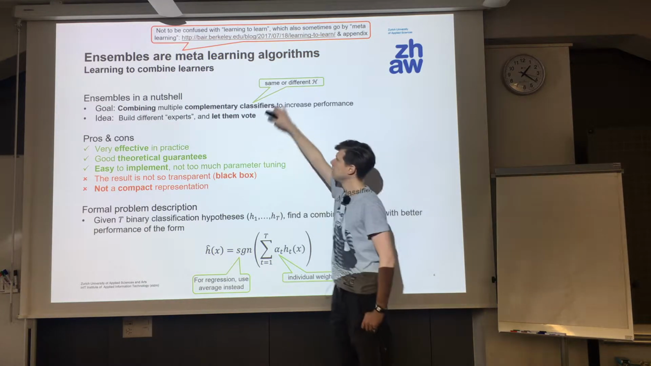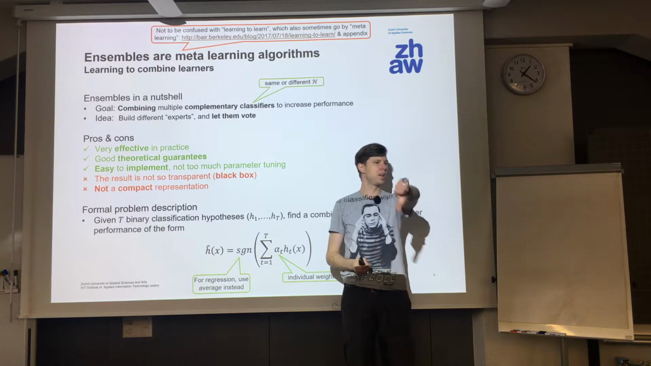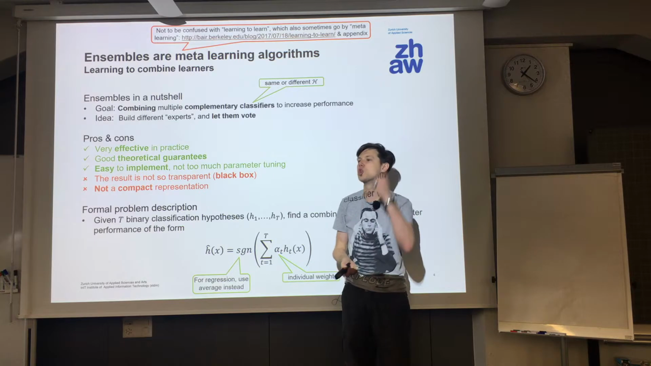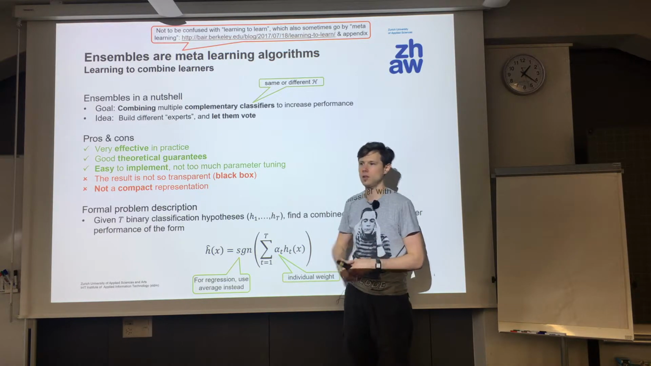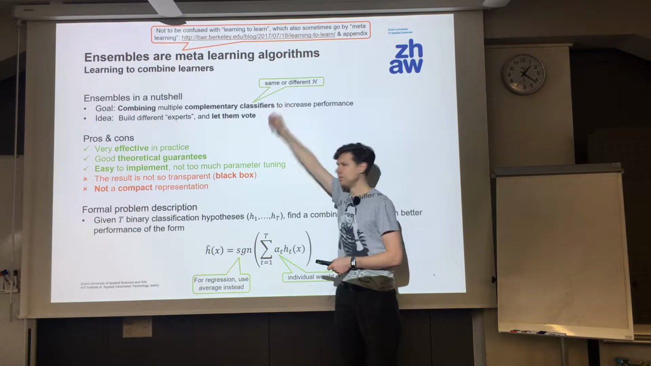How do we do that? We build the different experts, we let them vote. And in the end, if it's a binary classification, we can just say, okay, we take the majority vote. And that's it. So this is the whole idea in a nutshell.